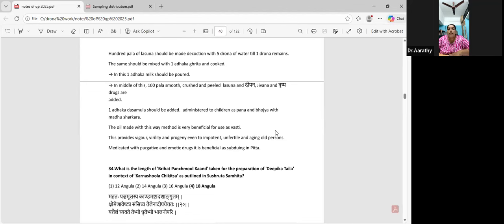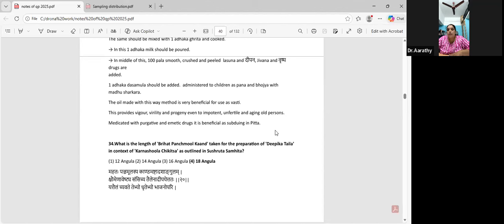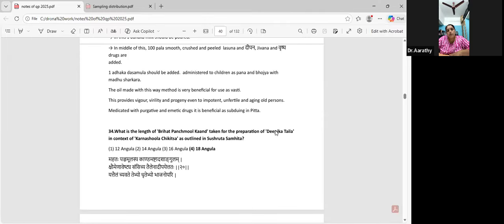Okay. And 100 pala of lashuna is also crushed and peeled and then used in it. Along with this, you have to remember the mode of administration. It is given as pana and bhojya. With what anupana? Madhu and shakkara. These are the important points. Also, it is the oil made with this method. You make it as an oil and it can be used as vasti. Okay. The preparation was said for grita. If you make it as oil, then you can use it as vasti. When it is grita, it is for pana and bhojya. And then you can also note down the indications of this grita.